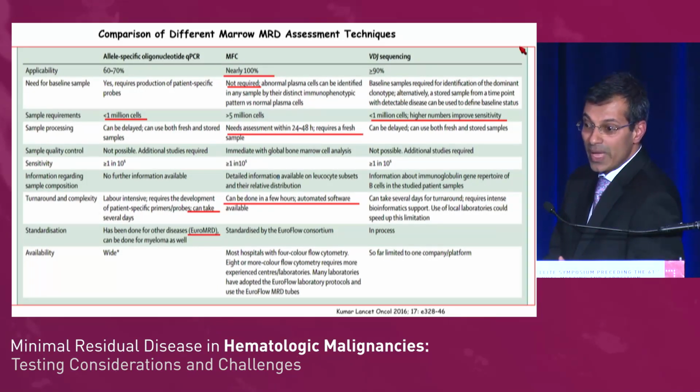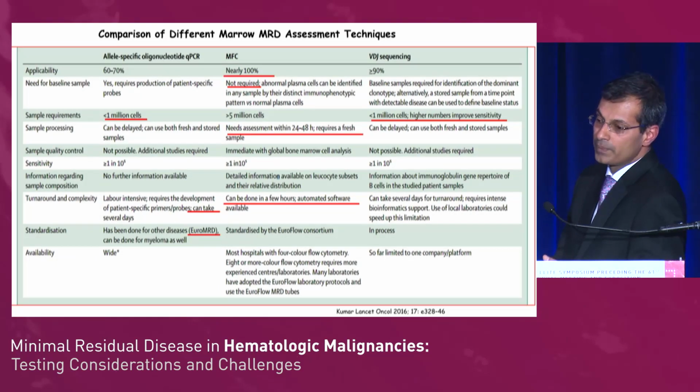But if that is not available, VDJ sequencing is another way of looking at MRD assessment. And what is important to note here is that the sensitivity for sequencing can go to as low as 10 to the power minus 6. The turnaround time is longer, and you also need the diagnostic sample. Sometimes that diagnostic sample is not available, and that becomes an issue.